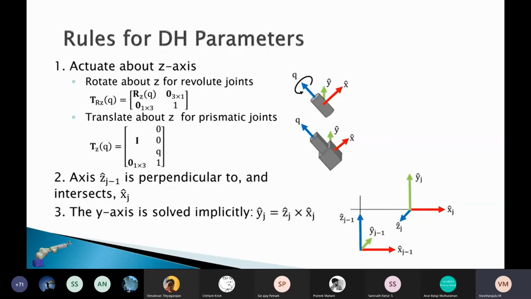Lastly, we don't need to define the y-axis. This is just solved implicitly. So the y-axis will just be the cross product of z and x.